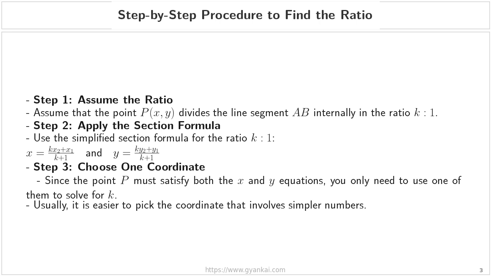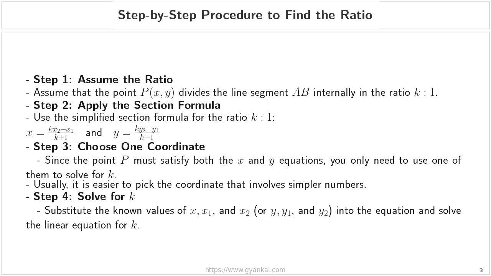Step 3. Choose one coordinate. This is a very important tip for saving time. Since the point P must satisfy both the x and y equations, you don't actually need to work with both at the same time. You only need to pick one of them to solve for k. My advice: look at the numbers provided and pick the coordinate that looks simpler or has fewer negative signs.